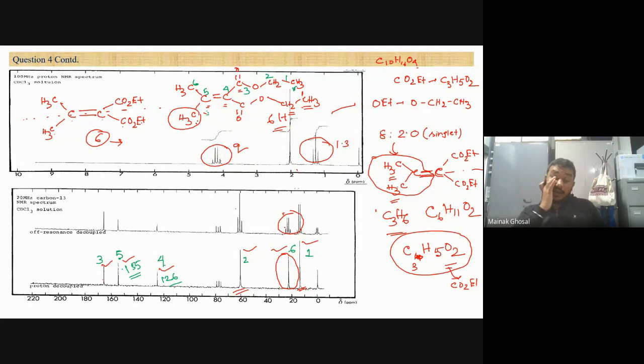So you have assigned all the peaks, and whatever structure we predicted from this sort of data is actually matching what we have predicted from here. Okay, so this is the compound which is drawn over here.